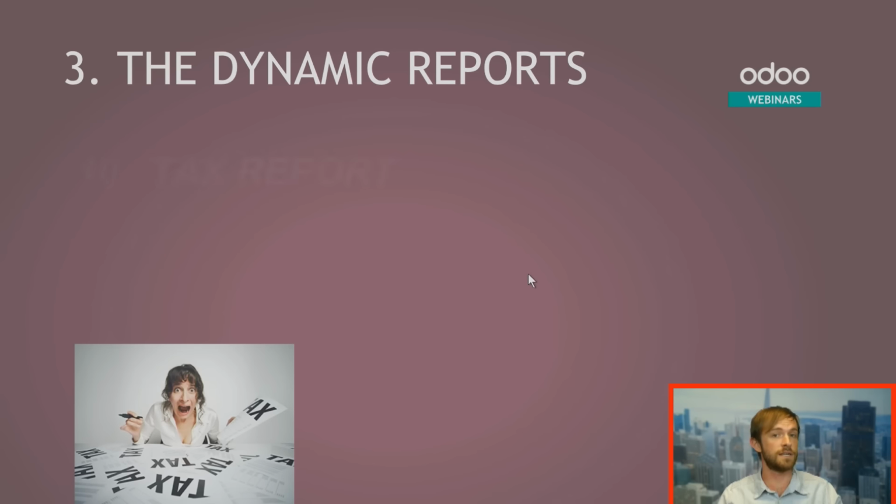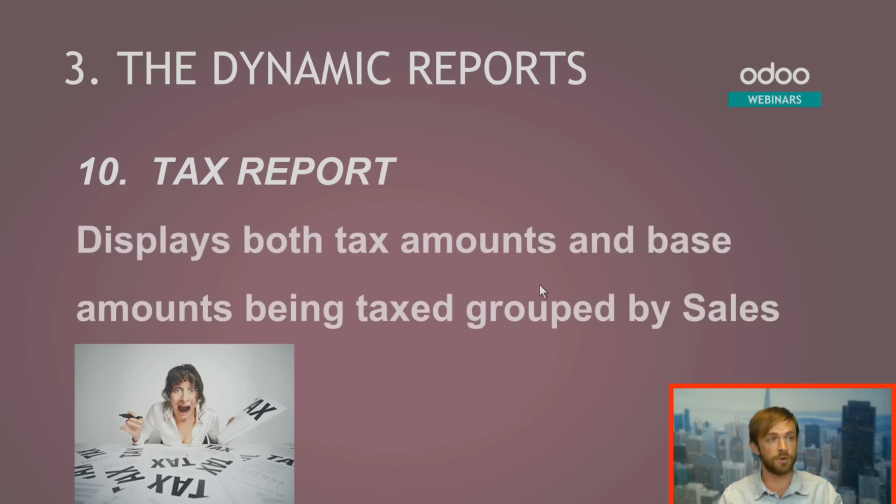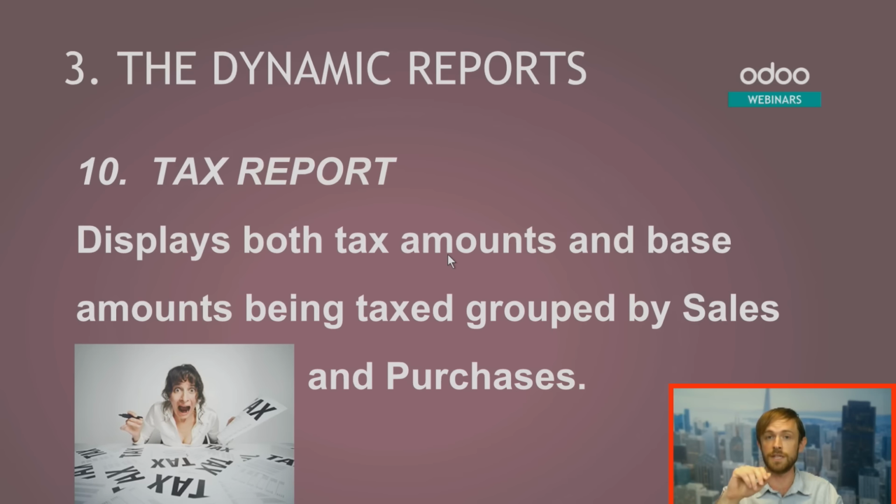Finally, the last dynamic report I want to talk about is the tax report. And the tax report is going to display both your tax amounts, the thing that is actually the tax, and also the base amount, so the thing that is getting taxed, and it's grouped by sales and purchases.